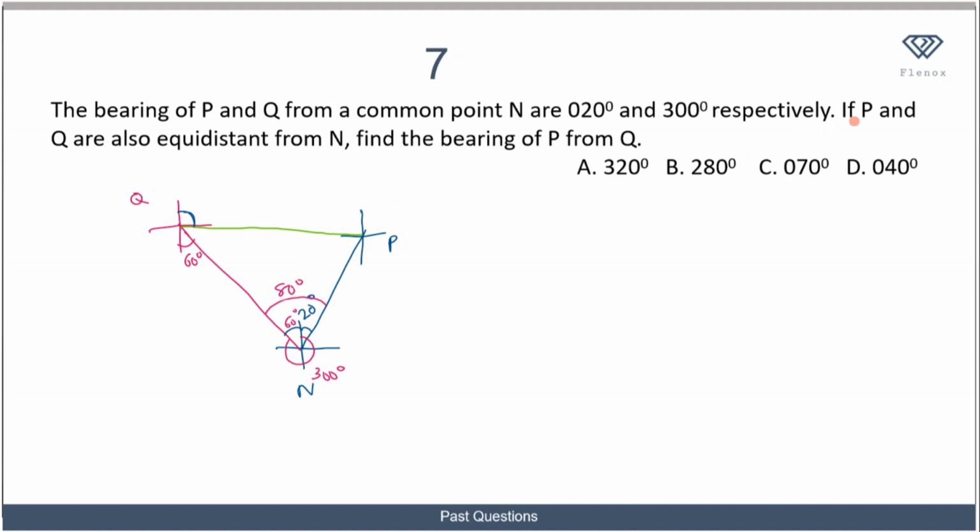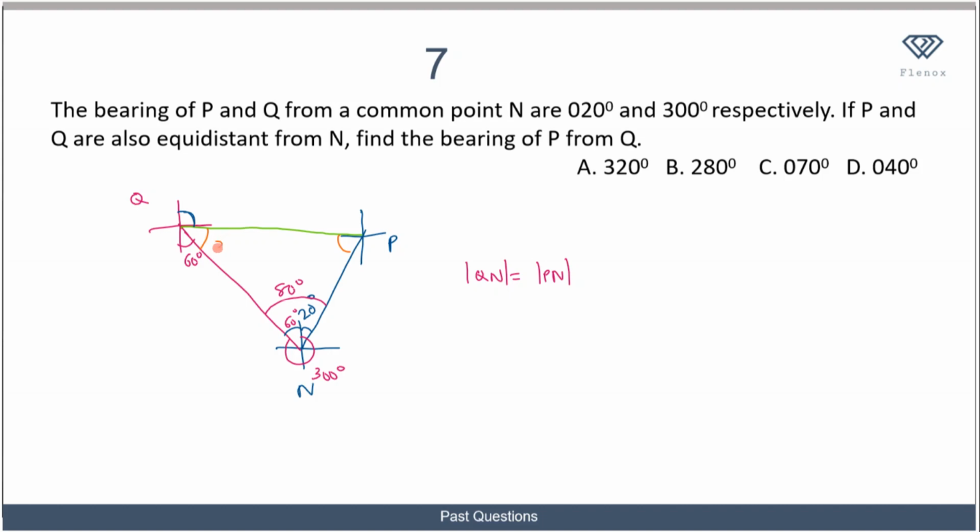Now I'm told that P and Q are also equidistant, that means the distance from P to N and the distance from Q to N are equal. So what does that tell us? If line QN is equal to line PN, we know that this is an isosceles triangle, because in an isosceles triangle, the lengths of two sides are equal. So this will be an isosceles triangle. And if it's an isosceles triangle, I know that this angle here and here also will definitely be equal.